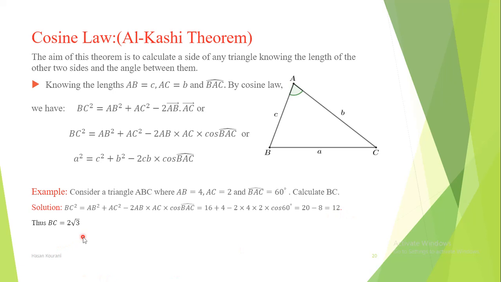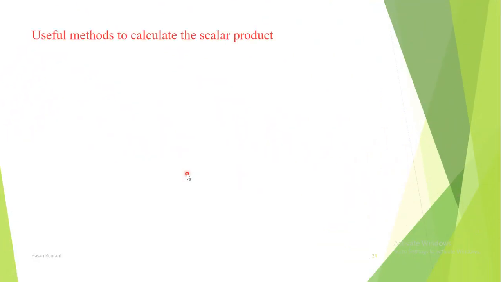As you see, this is a very good theorem to calculate a side knowing two sides and the angle between them. For example, if you are asked to calculate B, you must think about a way that we should have the length of this side and that side and the angle between them to get B. And similarly, if we are asked about C, this is the way, and you have to memorize it very well.